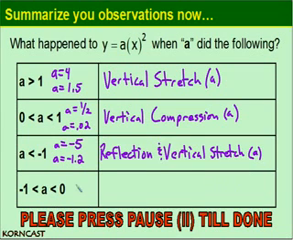And finally, what happened to our parent graph when our A value is greater than -1 and less than 0? For example, an A value of -1/3 or an A value of -0.001. Well, we'd get a reflection and a vertical compression.